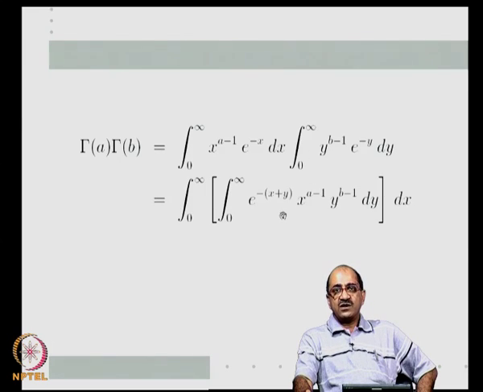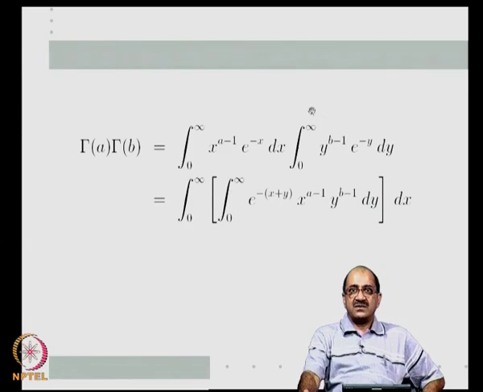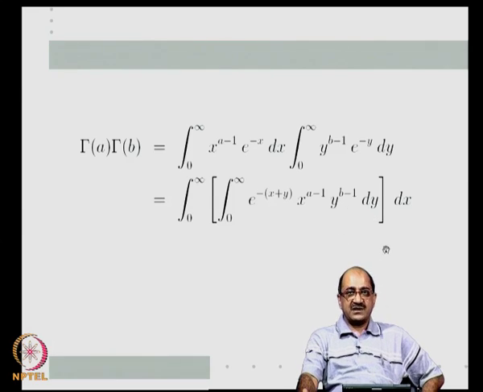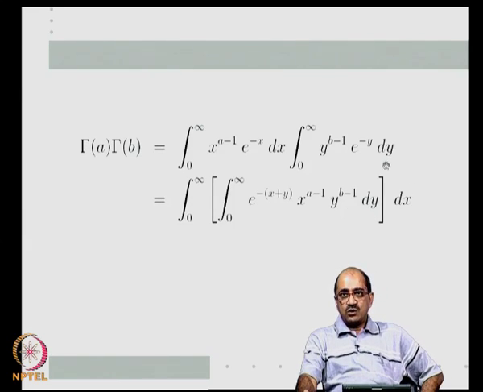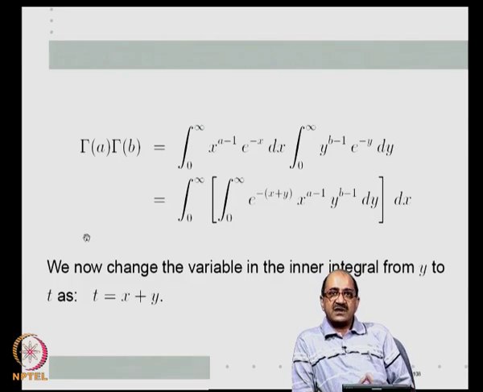So, 0 to infinity, e to the power minus (x plus y), x to the power a minus 1, y to the power b minus 1, dy dx. I need some order of integration, it really does not matter, there are independent integrals here. So, I just chose dy and then dx. Once I do that, in the inner integral, we will make a small change of variable. So, the inner integral with respect to y.